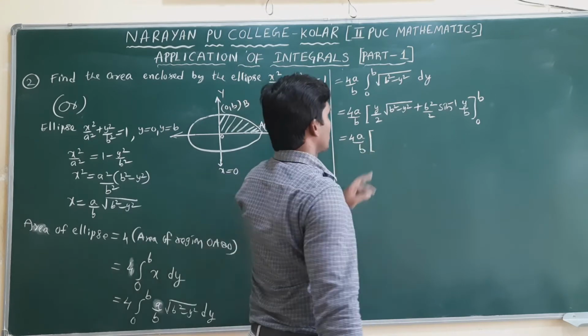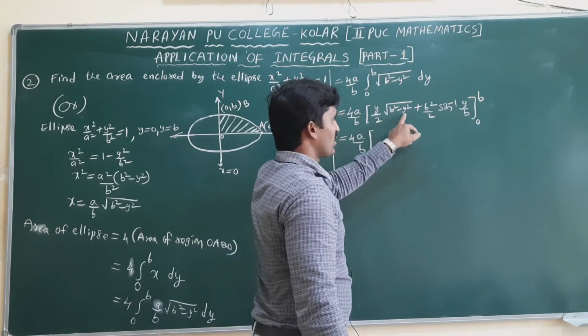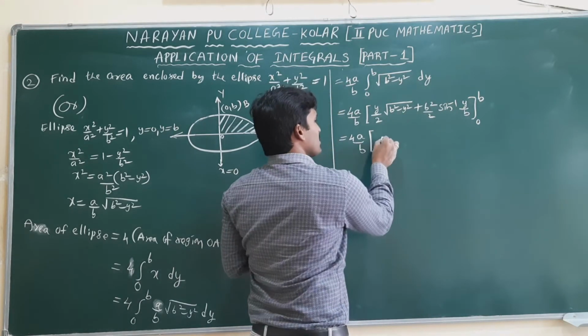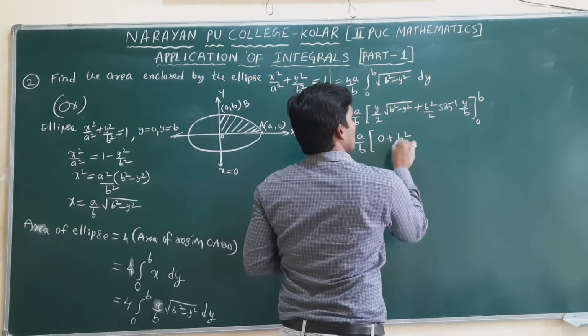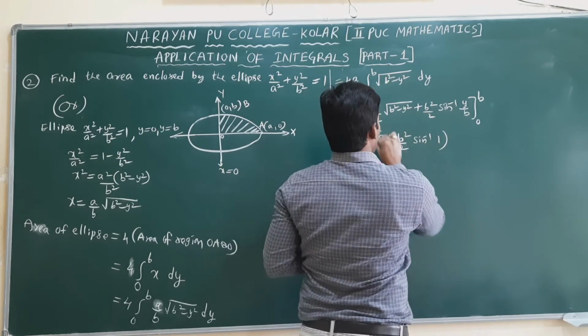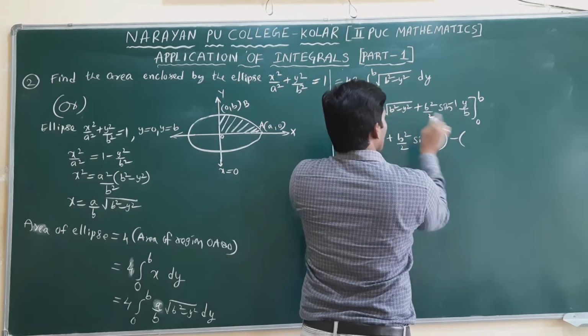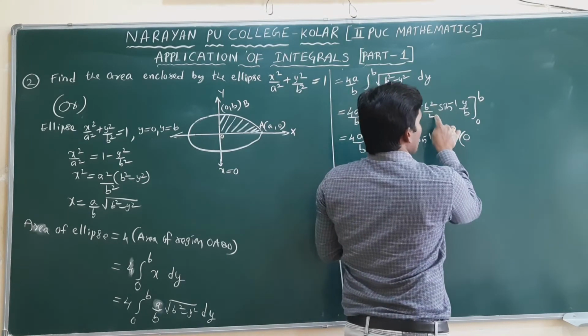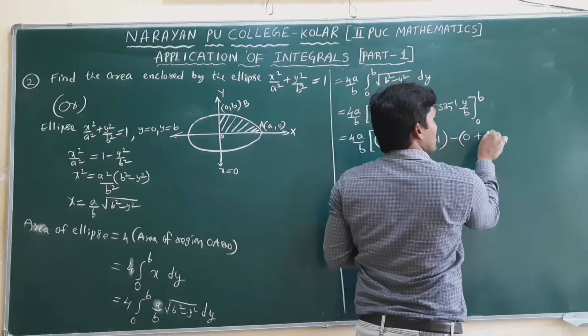4ab, substitute the upper limit. Y means what here? In the place of y only we need to substitute the limit. So b by 2 into b square minus b square is 0, plus b square by 2 into sin inverse of b by b, which is 1, minus the lower limit. 0 by 2, 0 into anything is 0 only, and b square by 2 sin inverse of 0, sin inverse of 0 is what? 0.